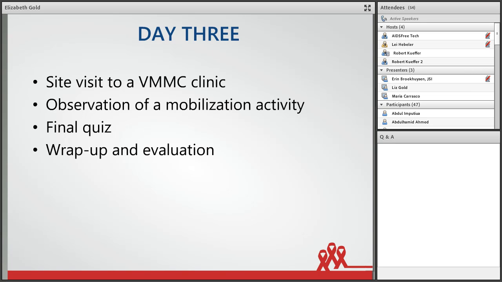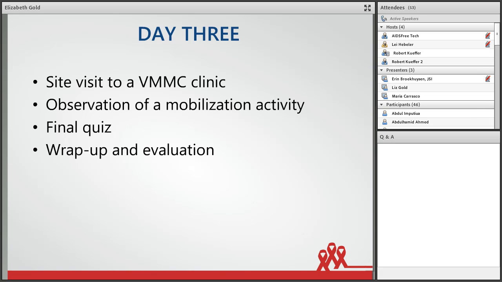And then day 3 starts with a site visit to a VMMC site. There, the participants meet the site staff, they get to see the client flow, and they see for themselves what they learned about in the classroom on day 1. This is then followed by the observation of a mobilization activity. And that can be sort of any type of mobilization activity, but ideally located somewhat convenient to where your training venue is, so you don't have to waste too much time for travel that day.